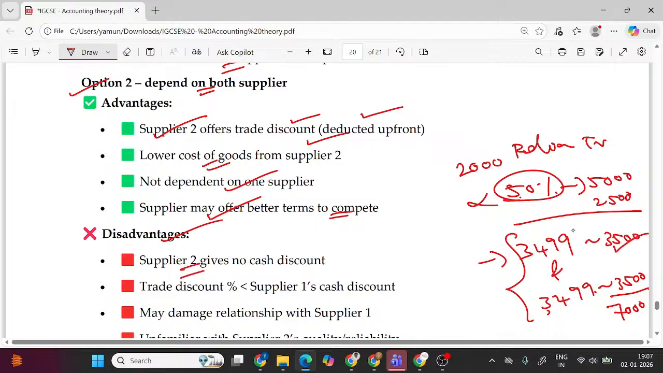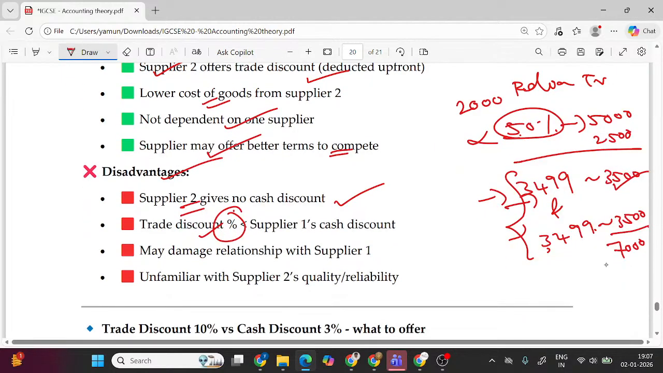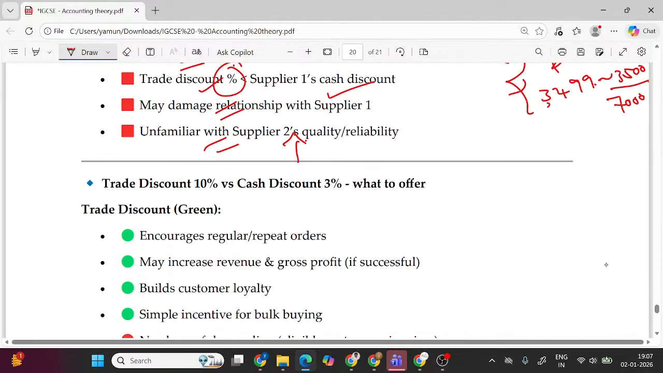Disadvantages: supplier 2 will never give a cash discount, am I right? They'll go for the MRP price. The trade discount is less than supplier 1's cash discount, as already discussed. It may damage the relationship with supplier 1 because I'm not considering supplier 1. I'm not familiar with supplier 2's quality and reliability. I don't know how good his goods will be.